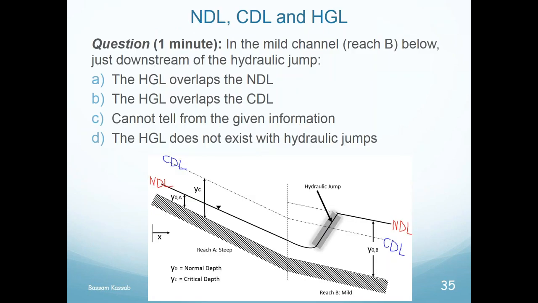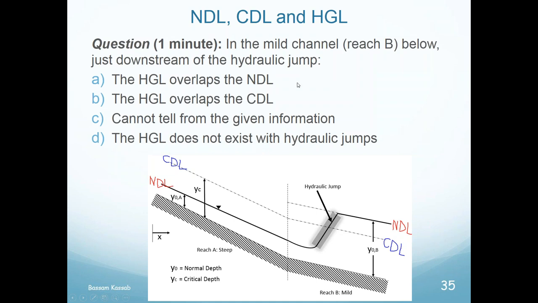And here is the last poll question. You have a hydraulic jump in this case, so I've gone from a steep channel to a mild channel. On the steep channel, the flow is supercritical. You see the NDL here. And then the normal depth in a mild channel is subcritical. That's why to go from super to sub, there is a hydraulic jump.